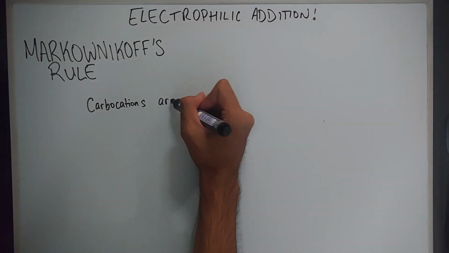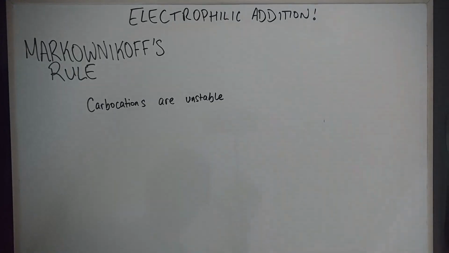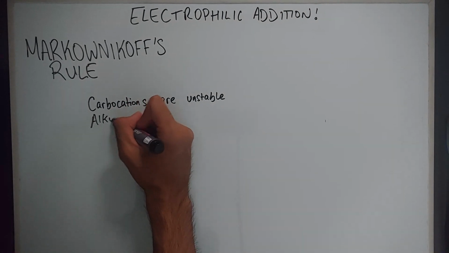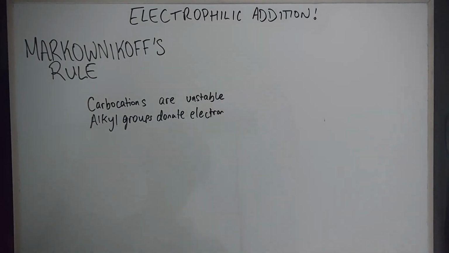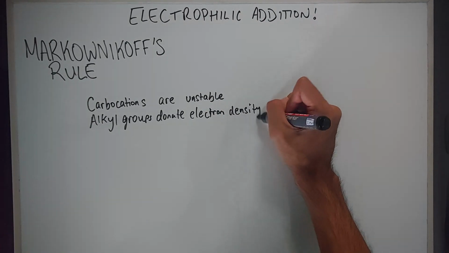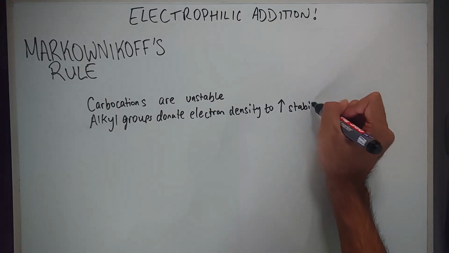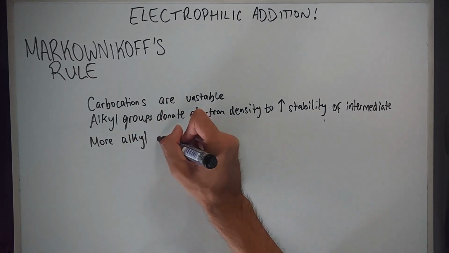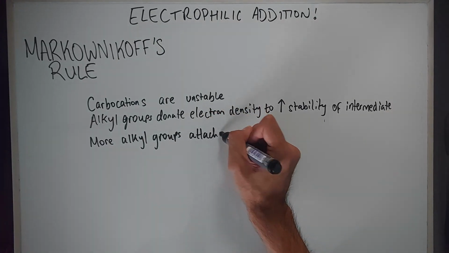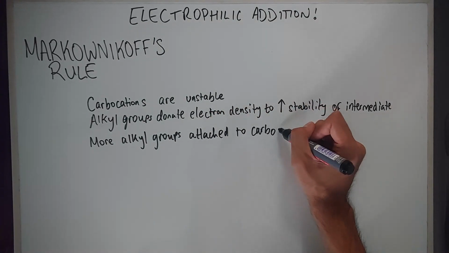This takes us on to Markovnikov's rule for unsymmetrical alkenes. Carbocations are positive and unstable. To make them more stable, alkyl groups push their negative electron density to the positive carbon. The more alkyl groups you have, giving their electron density, the more stable the carbocation becomes.